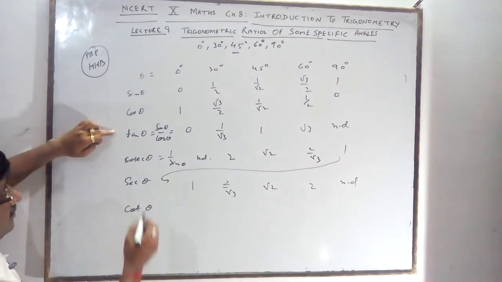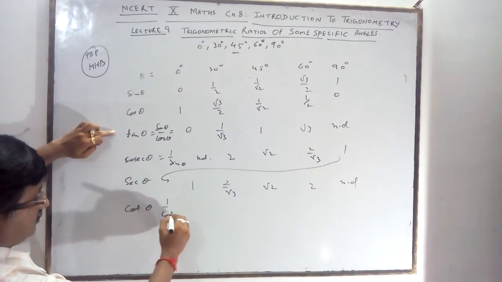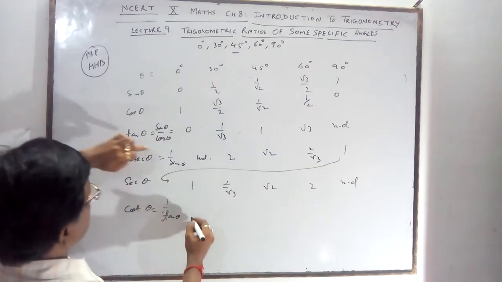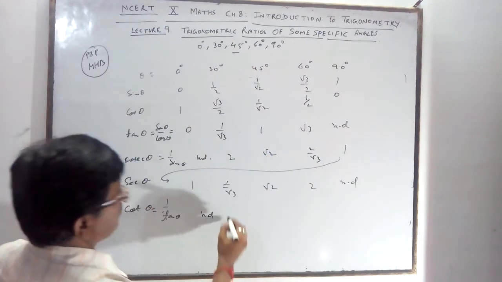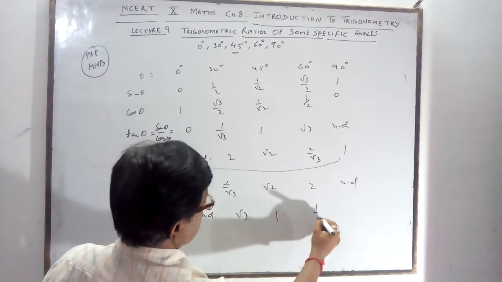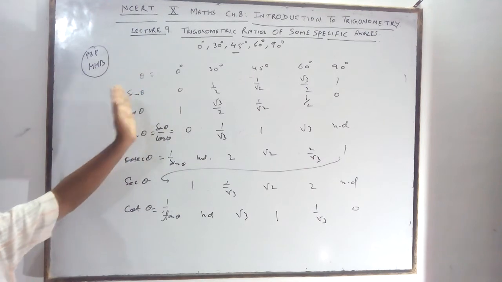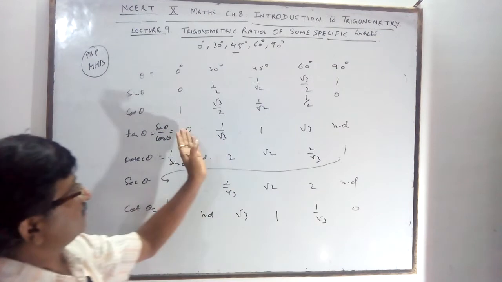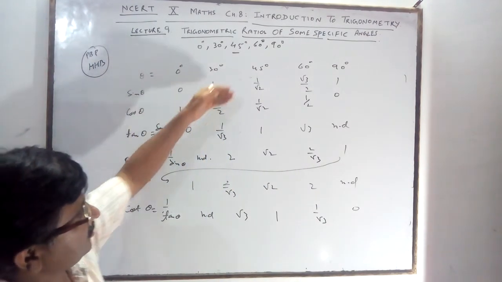For cot, you can write the reciprocal of tan, 1 upon tan theta. 1 upon tan means 1 upon 0, not defined, or you write the reverse order: root 3, 1, 1 by root 3, 0. All the basic values you are getting. With practice of writing this, you can easily write it down. First line, reverse order. Tan theta you are writing by dividing 0 upon this, this upon this.